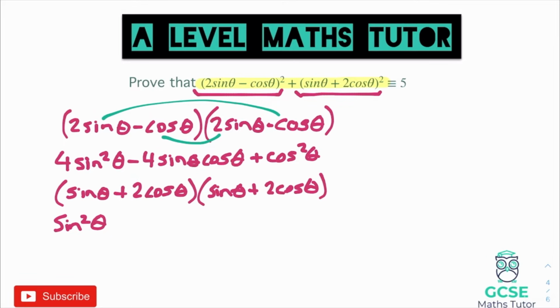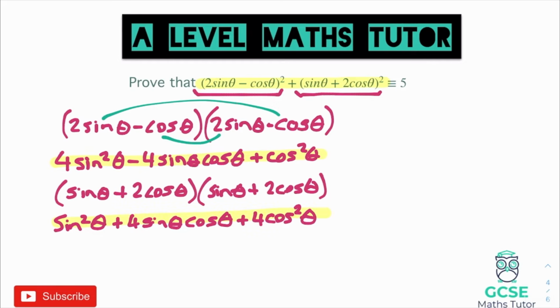Okay, so if we expand this one, sine theta times sine theta gives us sine squared theta. Then we've got sine theta times the 2 cos theta, and we've got that twice. So again, that's going to be plus 4 sine theta cos theta. And then we have the 2 cos theta times the 2 cos theta, which gives us plus 4 cos squared theta. So we've got our two pieces, and we need to add them together.